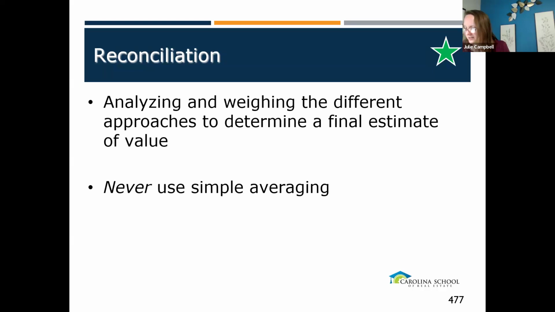What is the composition of the neighborhood? What about the site? Tell me about the land. What are the lot dimensions? What do we need to know about the land? And then any improvements to the property.